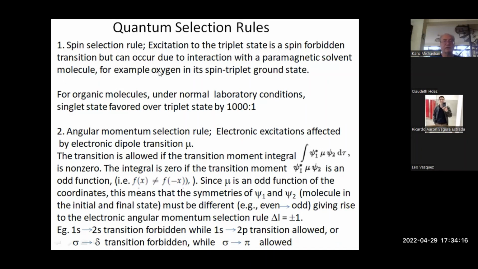And it can also be interaction with the spin orbital momentum, angular momentum coupling, which I won't get into, but that's due to the electrons around the nuclei, the inner electrons. So for organic molecules, under normal laboratory conditions, the singlet state for excitation is favored over the triplet state by about 1,000 to 1. So it's much more frequent that we're going to get excitation to the singlet state. But sometimes excitation to the triplet state does occur. And that allows us to have a different set of photochemical reactions than excitation to the singlet state.